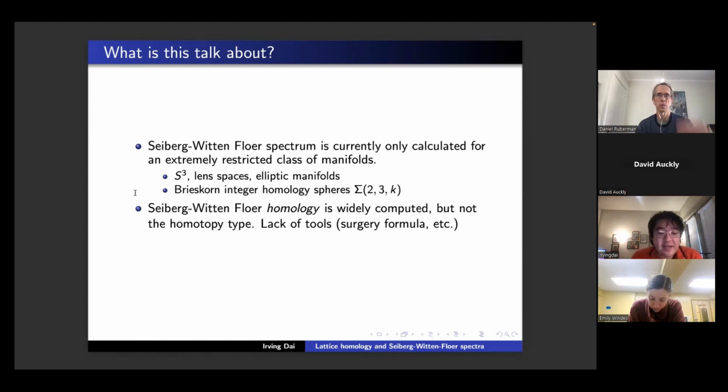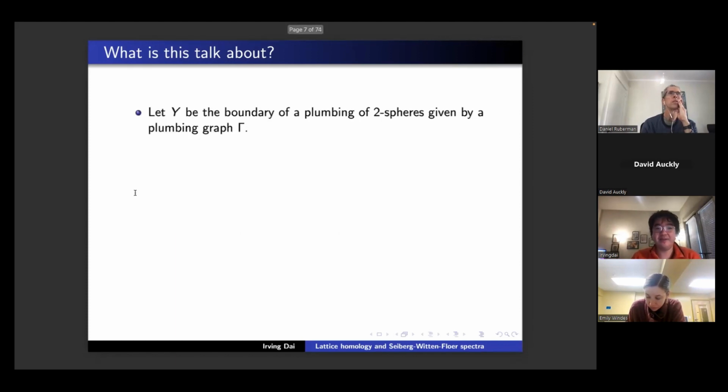In any case, the Seiberg-Witten-Floer spectrum is computationally, I think, mysterious. And so what this talk is about is calculating the Seiberg-Witten-Floer homotopy type in some non-trivial cases for some reasonably large class of three manifolds. So that's what I want to tell you about.